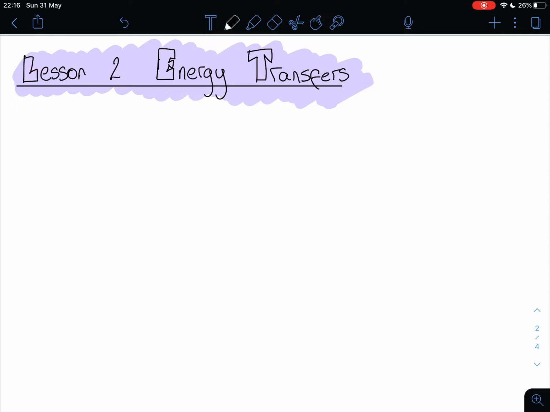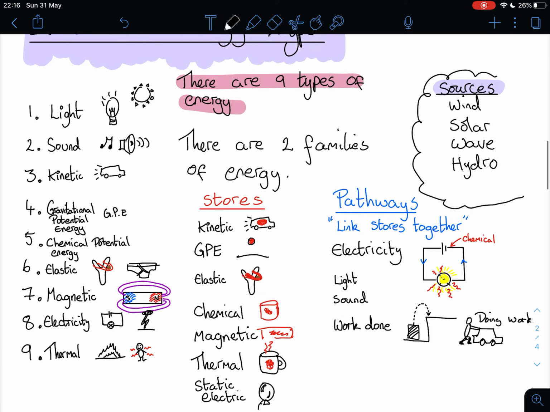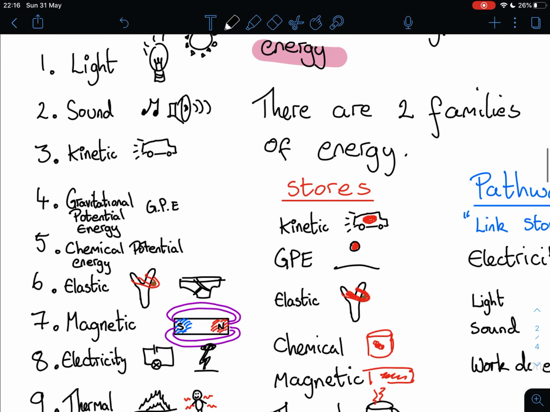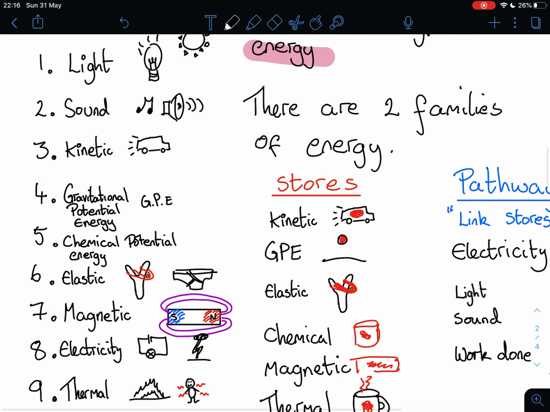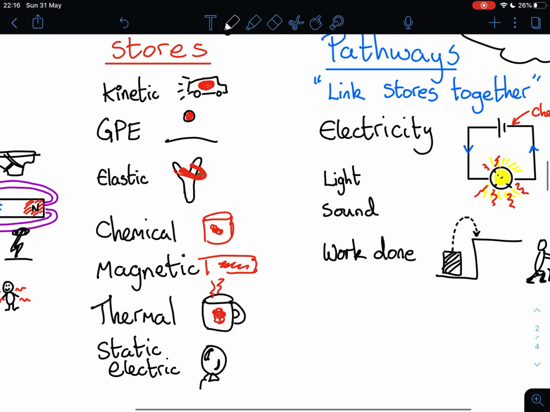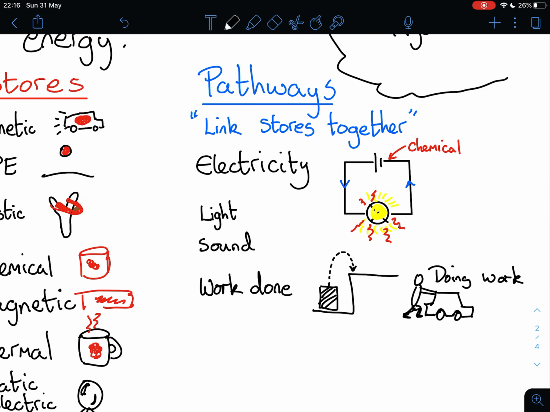Okay, lesson 2 of this Year 9 topic on energy and forces. And today's lesson is energy transfers. If you remember last lesson, we looked at all the different types of energy. We gave some little examples, and then we looked at the two families: how some things are stored in stores, where the energy is inside them, and others are pathways. They link the stores together.